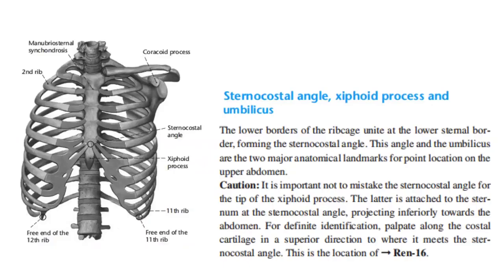The lower borders of the rib cage unite at the lower sternal border, forming the sternocostal angle. This angle and the umbilicus are the two major anatomical landmarks for point location on the upper abdomen.